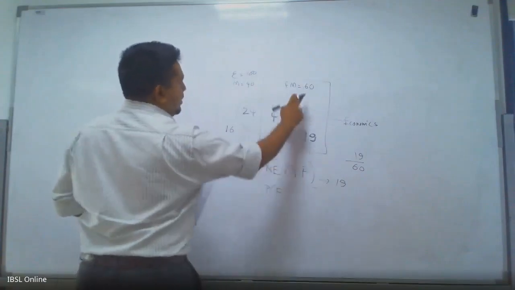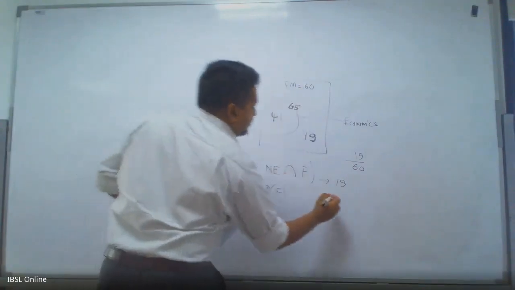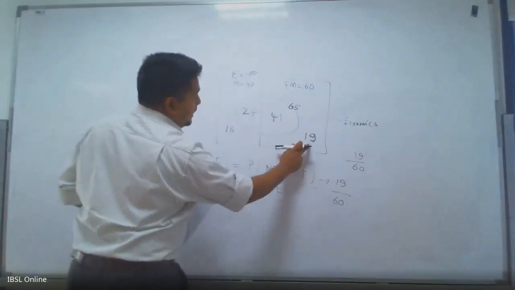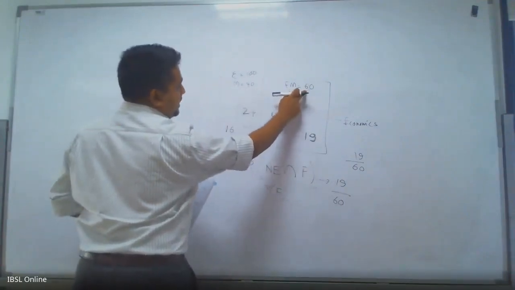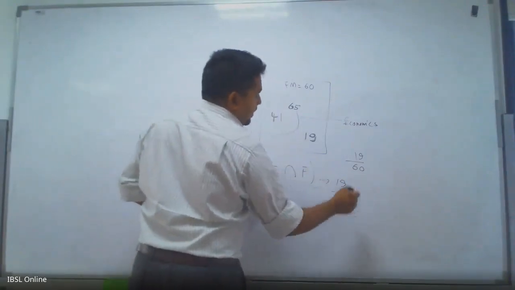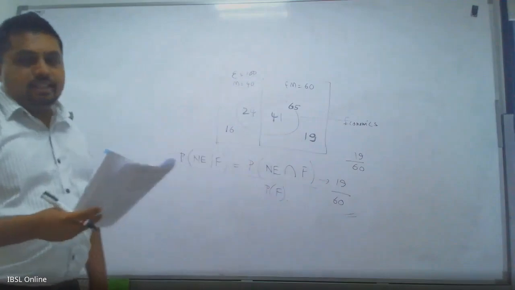Probability of female, 60 out of 100. That means this 19 is actually 19 divided by 100, and this 60 is also 60 divided by 100. So eventually you don't have to write the hundreds here, and you see 19 divided by 60 as the answer.